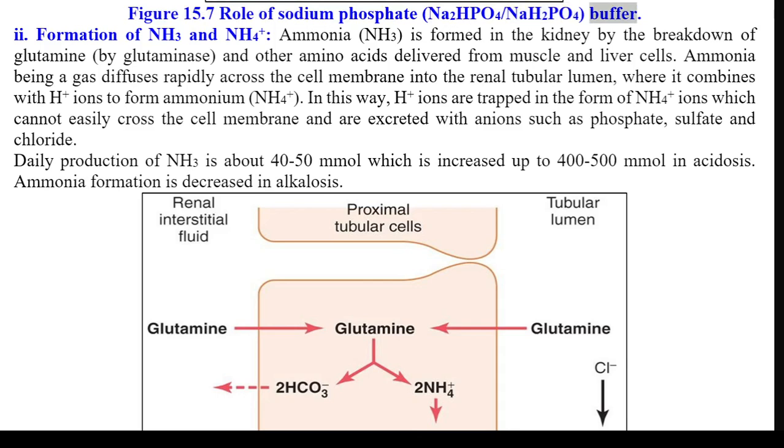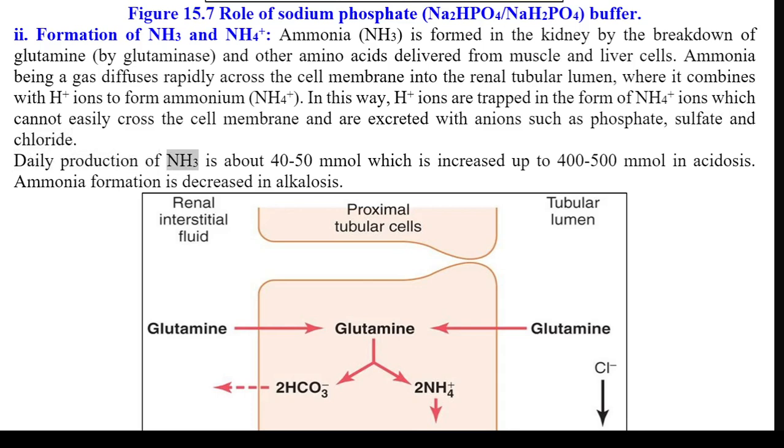Na2HPO4/NaH2PO4, buffer. 2. Formation of NH3 and NH4+. Ammonia, NH3, is formed in the kidney by the breakdown of glutamine by glutaminase, and other amino acids delivered from muscle and liver cells. Ammonia, being a gas, diffuses rapidly across the cell membrane into the renal tubular lumen, where it combines with H+ ions to form ammonium, NH4+. In this way, H+ ions are trapped in the form of NH4+ ions, which cannot easily cross the cell membrane and are excreted with anions such as phosphate, sulfate, and chloride.